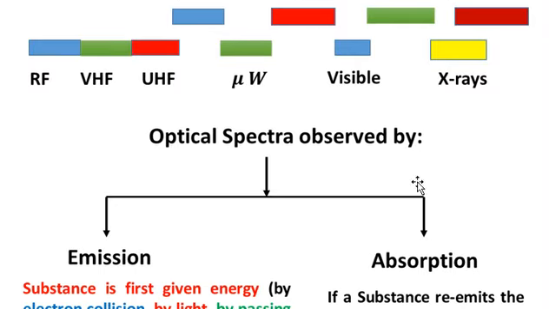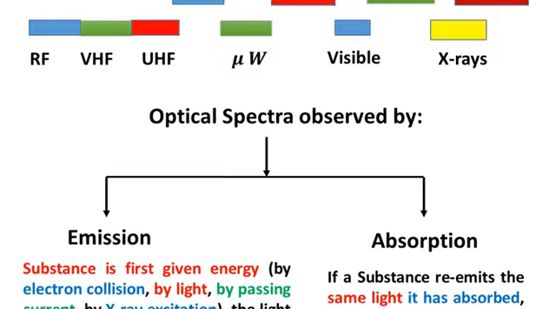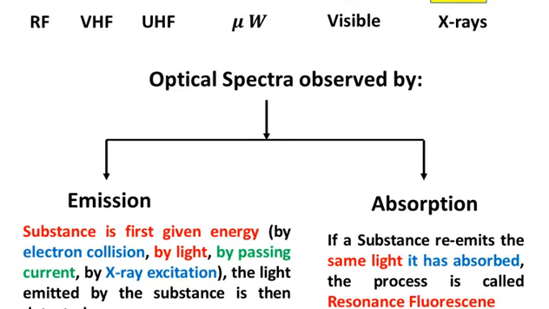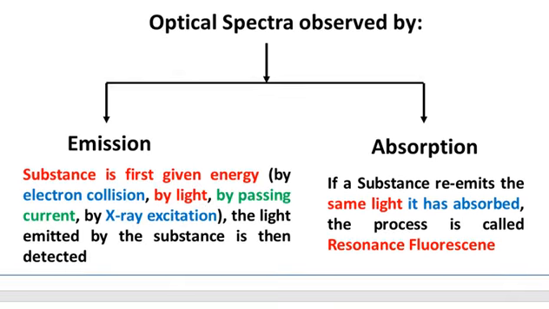So if you are measuring the spectra in the visible, or for example in the microwave or in the infrared, or in the UV or X-rays, these may be referred to as the optical spectra. And optical spectra usually have two categories, that is the emission spectrum and the absorption spectrum.